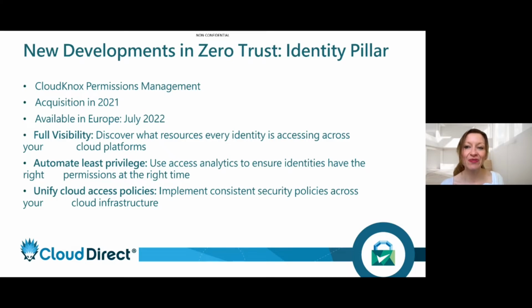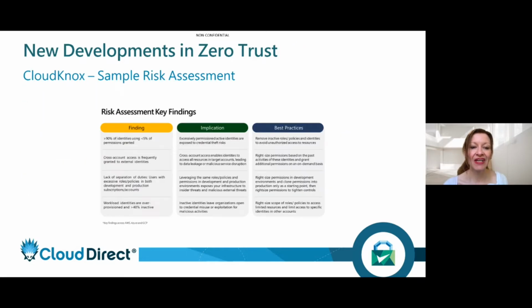So if we jump to the next slide, please. So a sample here of what you can get from CloudKnox. As I mentioned, a good place to start with CloudKnox is essentially just making it do a bit of an audit, a bit of a discovery, without actually turning on any restrictions or any remediations. And this is just one example of what you could see from CloudKnox when you turn on one of its risk assessments. So you can see there, a common finding is that more than 90% of identities are using less than 5% of the permissions granted to them. So clearly that opens up a massive risk if you're not on top of that.